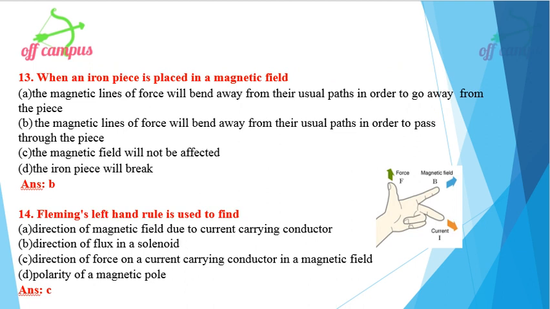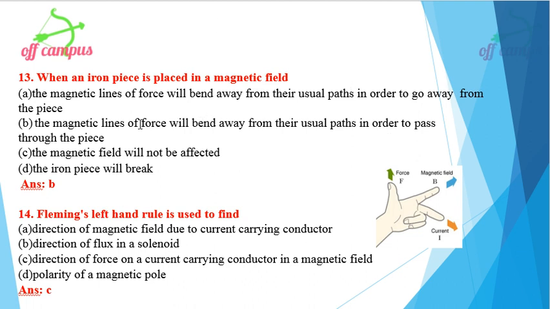Then next question, when an iron piece is placed in a magnetic field, 4 different options are given. Which one? Option B is the right option. What is that? The magnetic lines of force will bend away from their usual paths in order to pass through the piece. Whenever the iron piece is placed in the magnetic field, the magnetic lines of force will bend away. Okay, it is the right option.